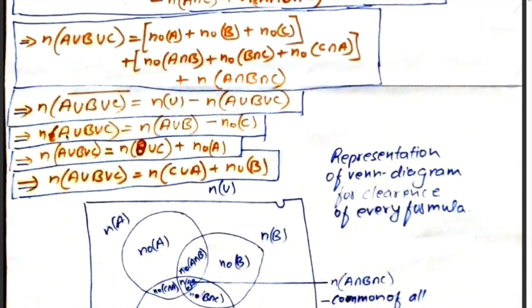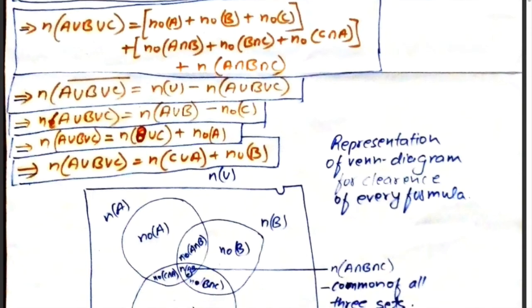Also here n(A union B union C) equals n(A union B) plus n(only C), which means the union of A and B should also be added.